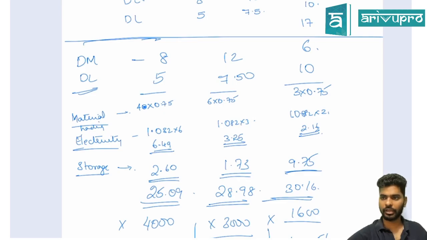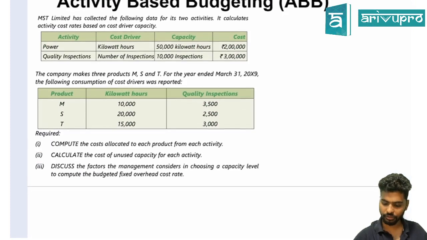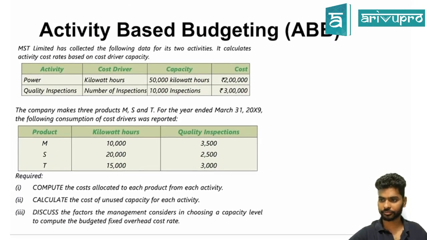Yeah. Now let's just look into another question, which is basically based on activity based budgeting. See here, MST Limited has collected the following data for its 2 activities. It calculates activity cost rates based on the cost driver: capacity, power, capacity and cost, quality inspections, number of inspections. The company makes 3 products MST for the year ended 31st March, with the following consumption. So they have given me the kilowatts and number of inspections. So I clearly know how to allocate the cost per activity.